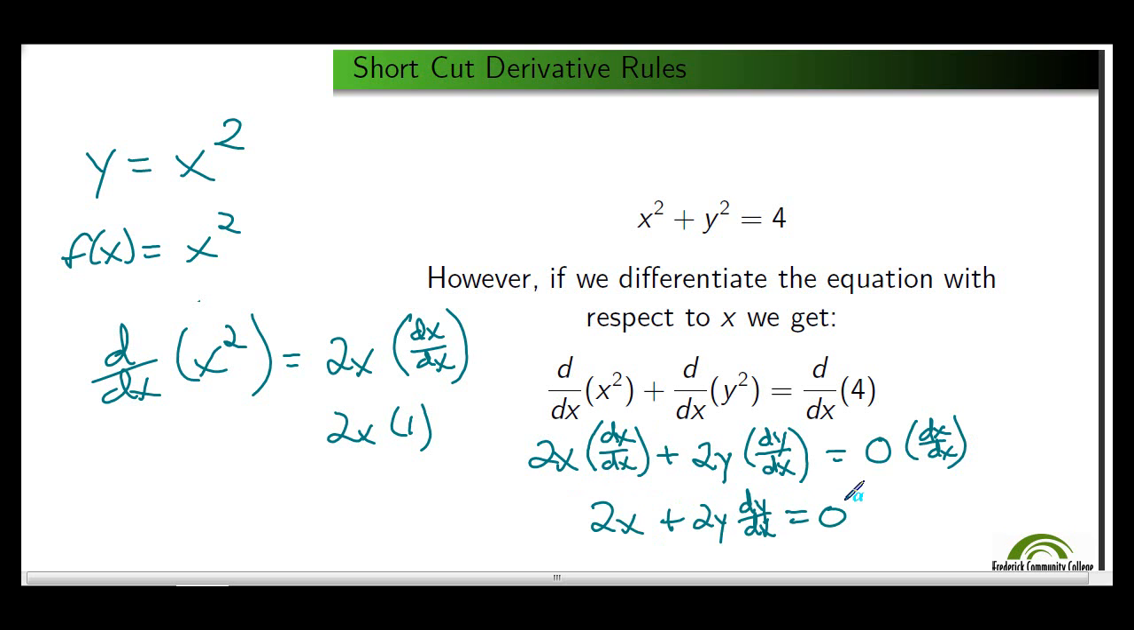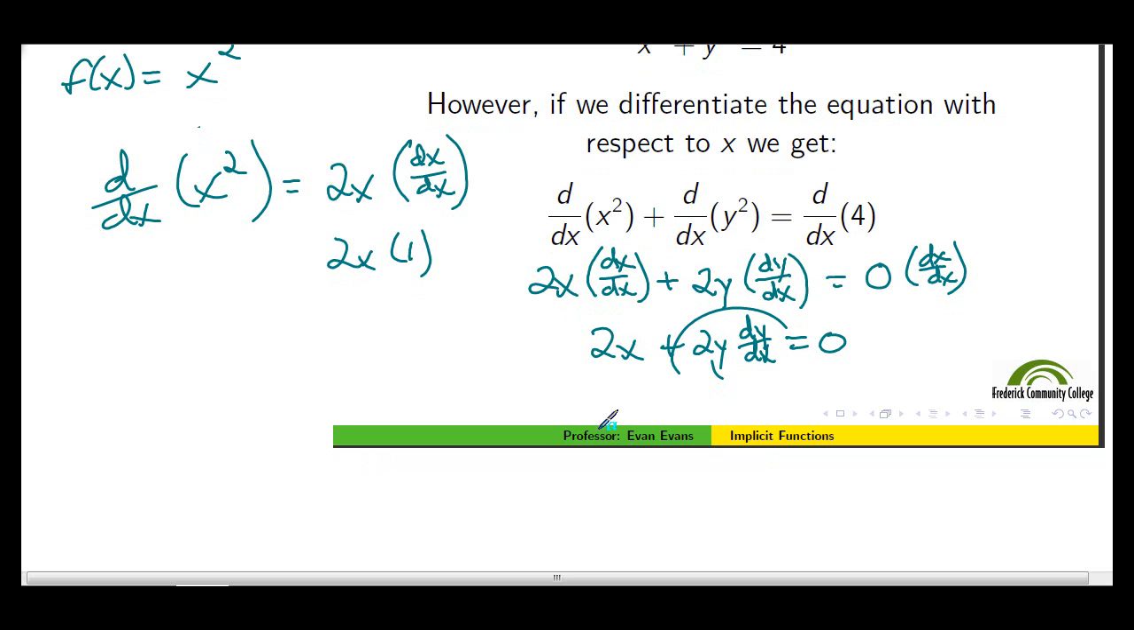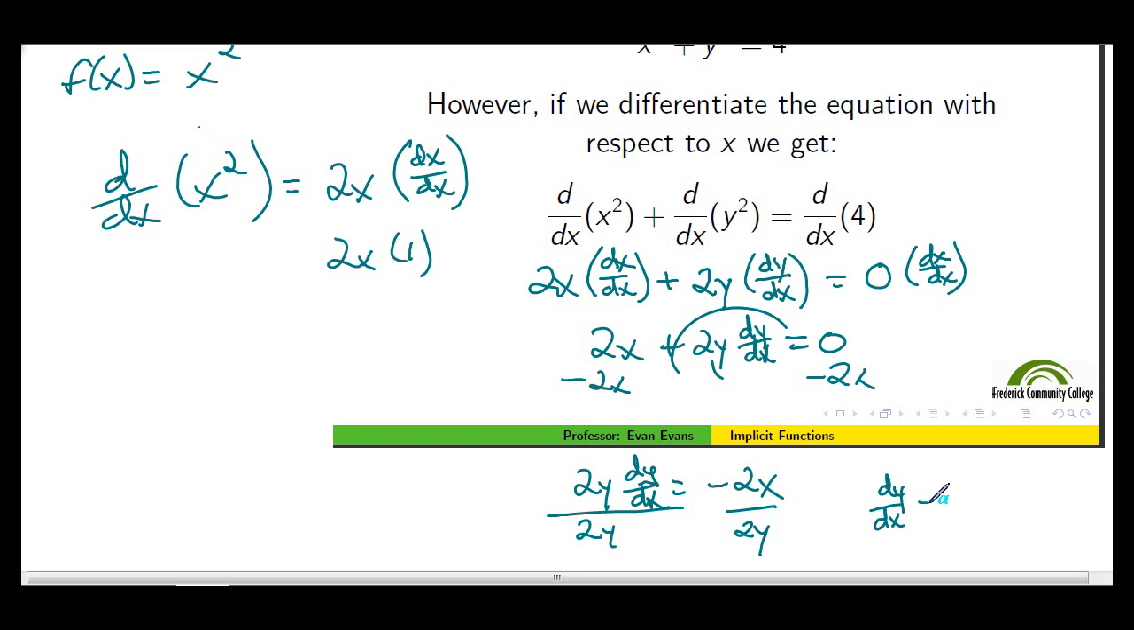What we're trying to find ultimately here is dy/dx, so we're going to isolate it. Going down a little further, I want to isolate that term, so I'm going to subtract 2x from both sides. I'm left with 2y dy/dx equals negative 2x, and then I'm going to divide through by 2y to end up with my final dy/dx equals negative 2x over 2y, or simply negative x over y after simplification.